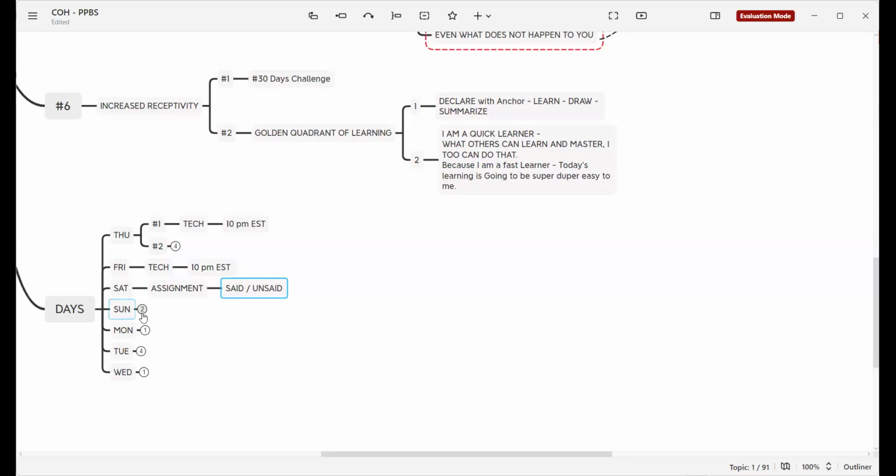If said assignment is given that day, you are going to submit the said assignment from the learning of Thursday. On Sunday, you are going to submit the assignment from the learning of Friday. If said is given that day, you will be submitting both the assignments, said and unsaid. And Monday, what you are going to do?